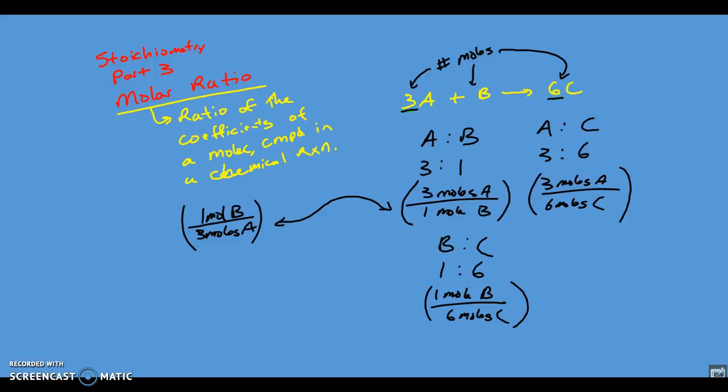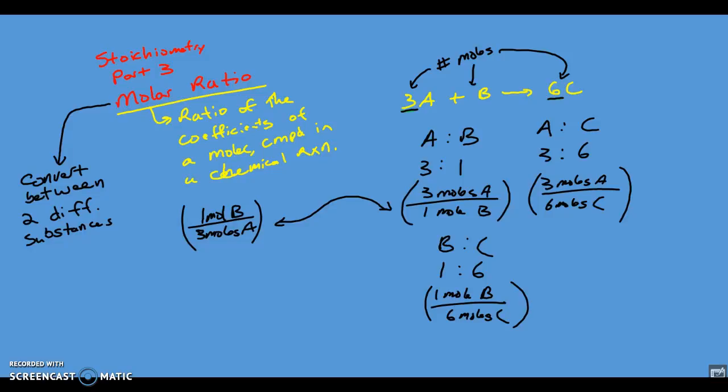So when do we want to use molar ratios? If we want to convert between two different substances. Sometimes we call them species. But if I want to compare how much of A and B and C are going to be in some sort of equation, this is what I use. I use the ratio of the coefficients.